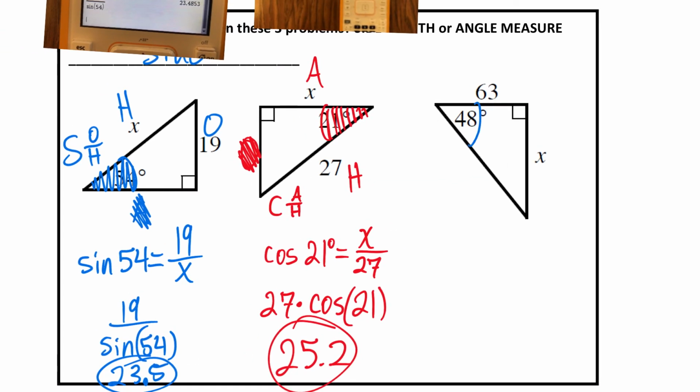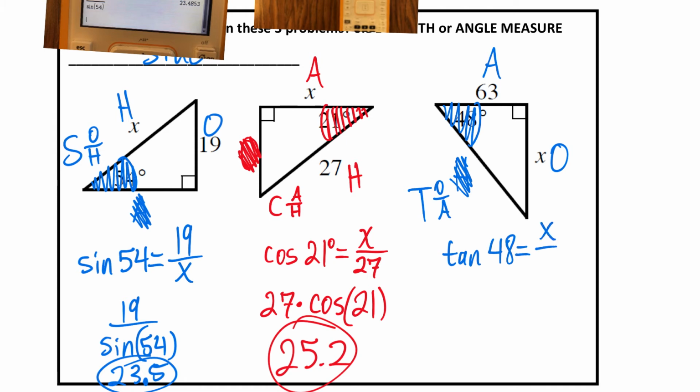All right, and then the last one in this group, so from this 48, which one's H? Blank, which one's A? And then O is the X. Which one do I not need? H. So that's gone. So on this one, O and A tells me to use tangent. So I've got tan of 48 equals the opposite X over the adjacent 63.